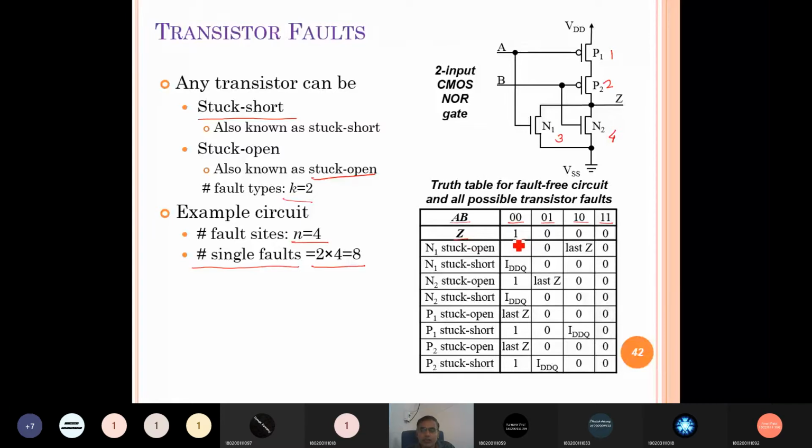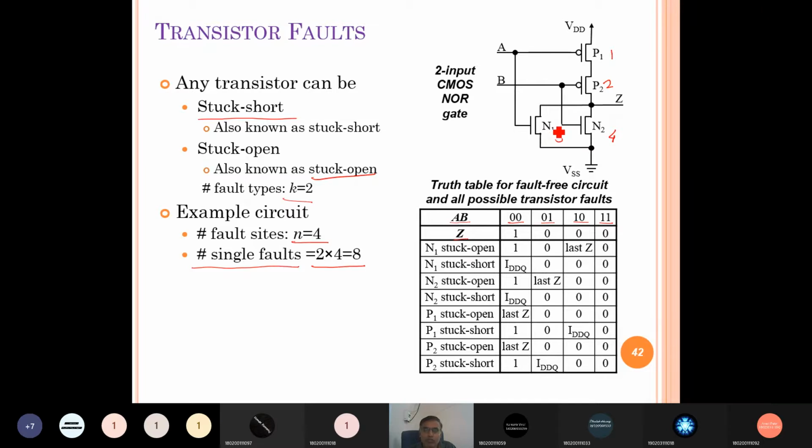So let's find the output first without any fault. Without any fault the output is 1 0 0 0. This is a 2 input NOR gate. So when both the inputs are 0 then the output is equal to 1, otherwise the output is equal to 0. Now let's take N1, the third MOSFET, stuck open. So let me keep this NMOS as an open MOSFET, right?